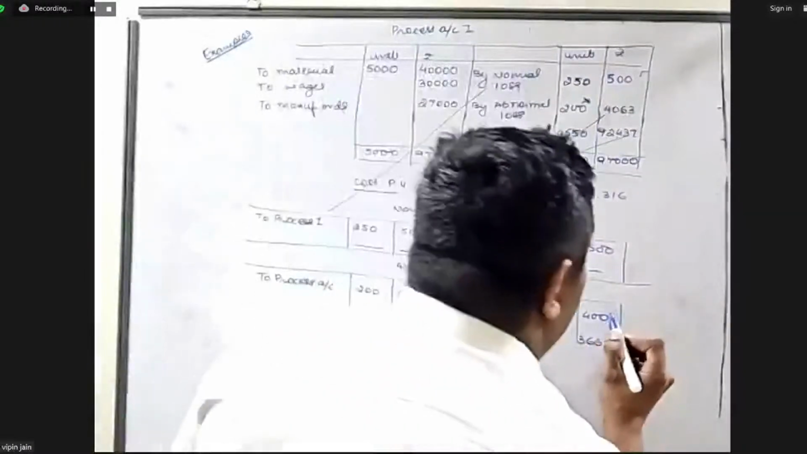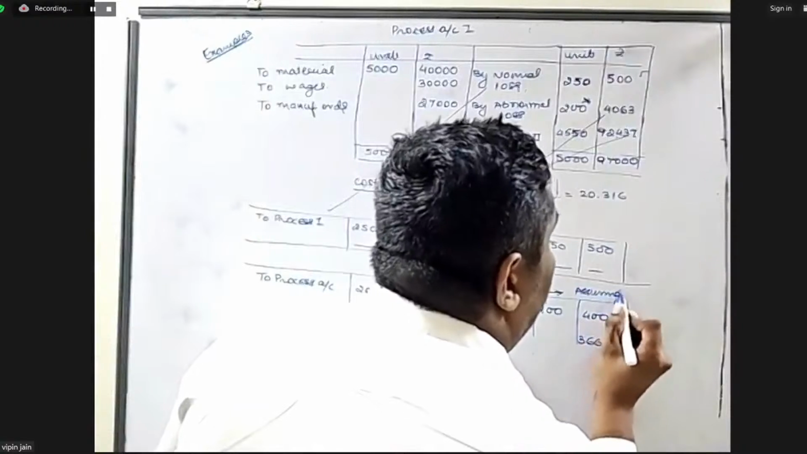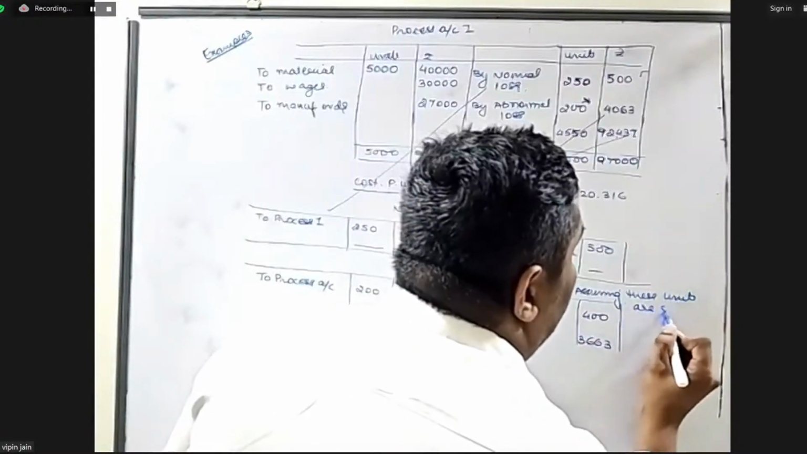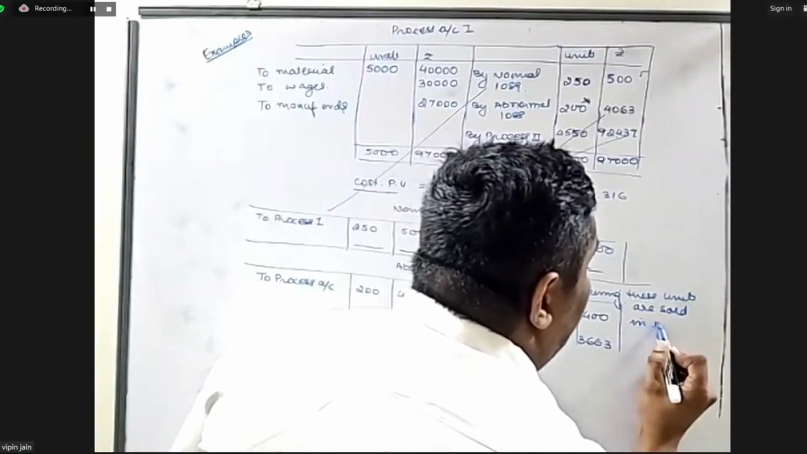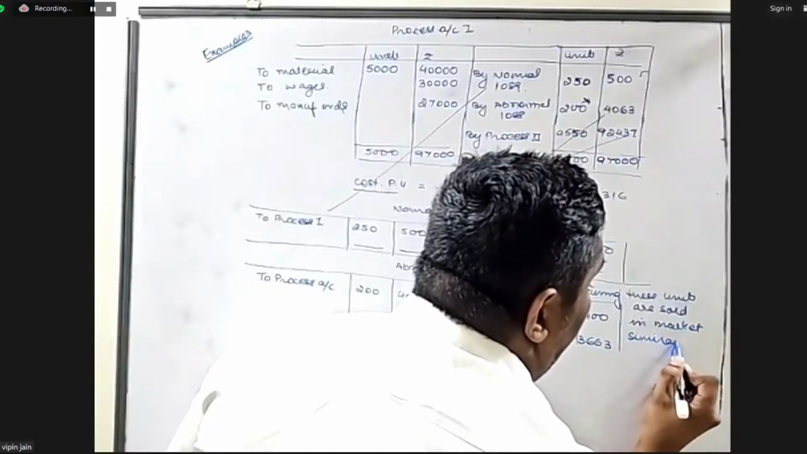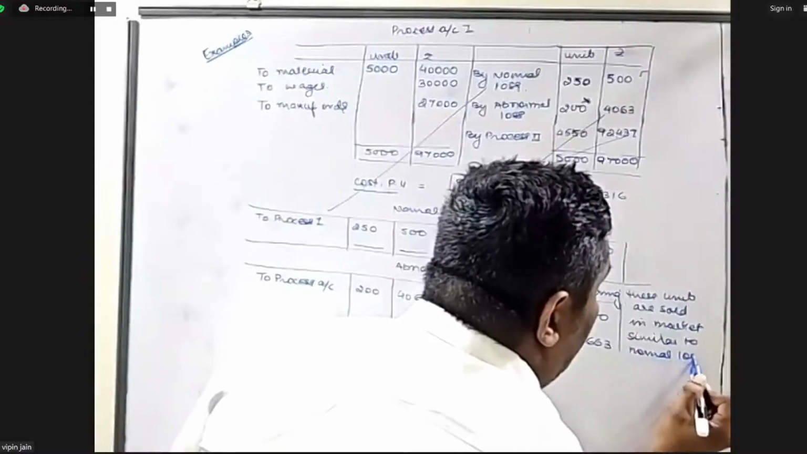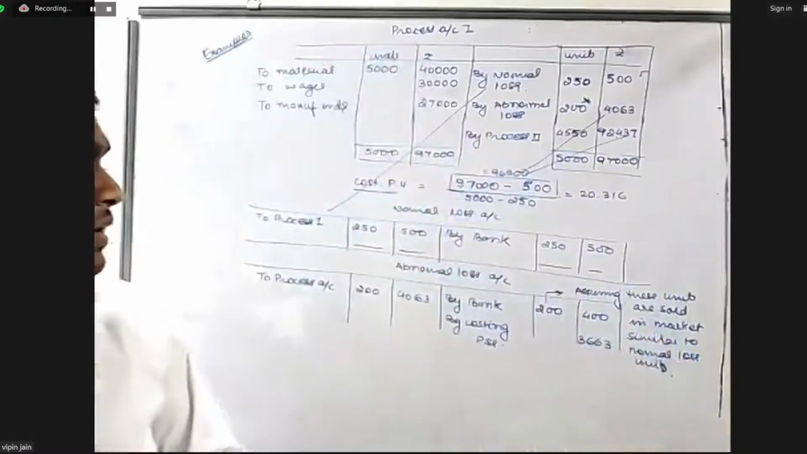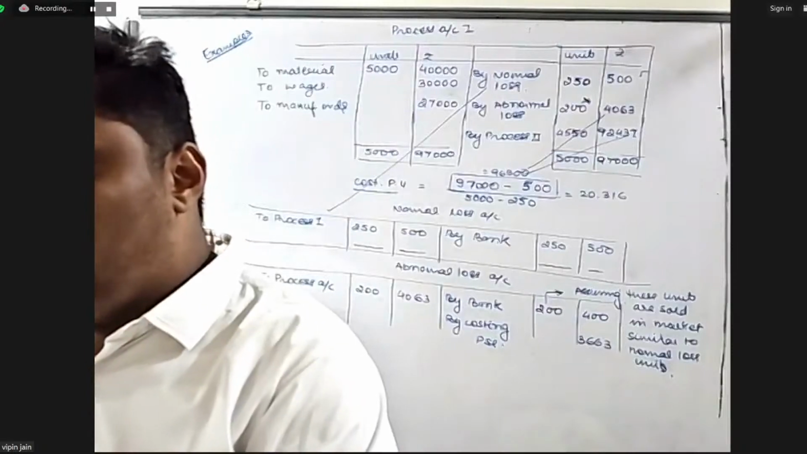This amount is to be transferred directly to the costing P&L. We will assume these units are sold in the market similar to normal loss. So this is the way to solve the question. If you guys have any doubts, you can please post your queries.